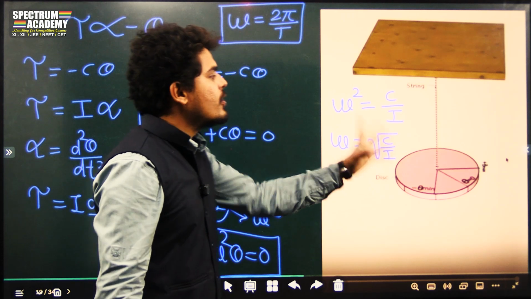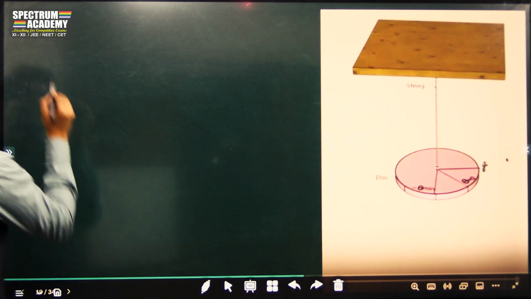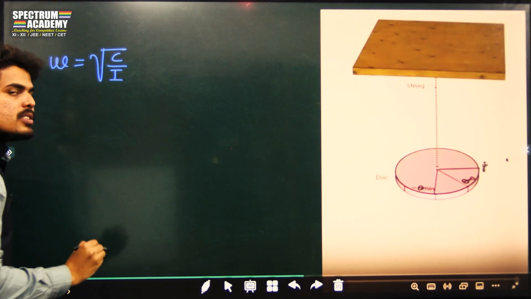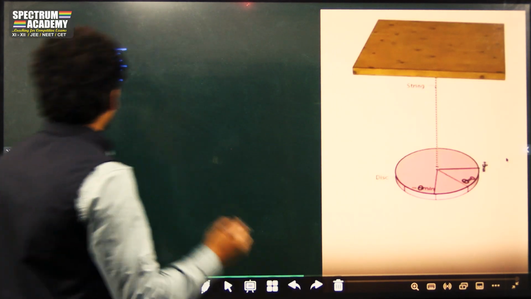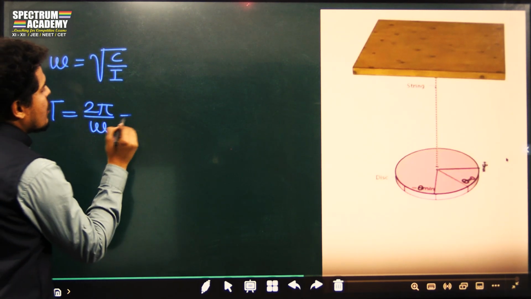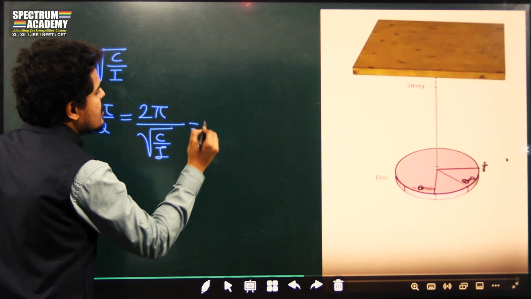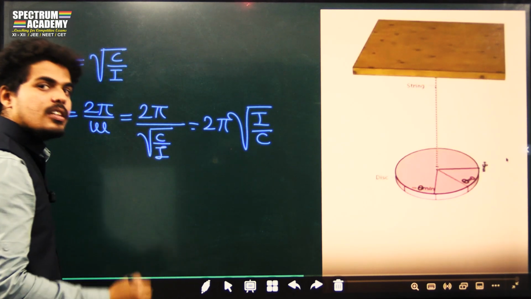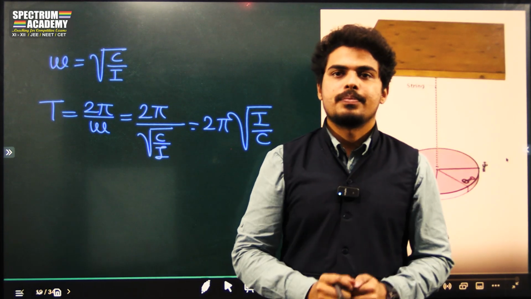So omega equals under root of C upon I. So we get some equations. Omega equals under root of C upon I, where C is some rotational constant and I is the moment of inertia. Also the time period is given by 2 pi upon omega, which equals 2 pi upon under root of C upon I, that means 2 pi under root of I upon C. This is the time period for angular SHM in the given problem.